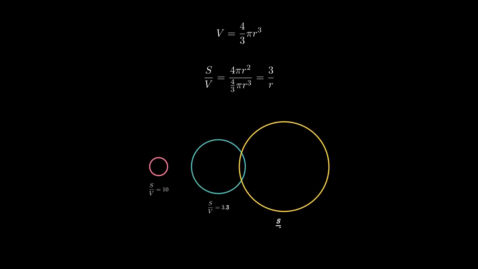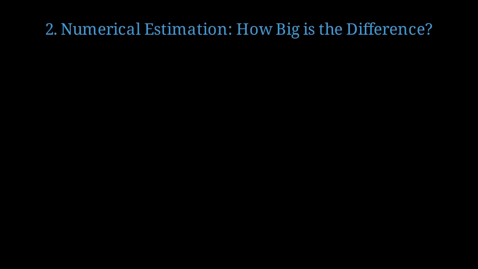Here's a visual comparison. Smaller spheres have much larger surface-to-volume ratios. The tiny sphere has a ratio of 10, while the large one has only 2. Let's do some concrete calculations to see just how dramatic this difference becomes at the nanoscale.